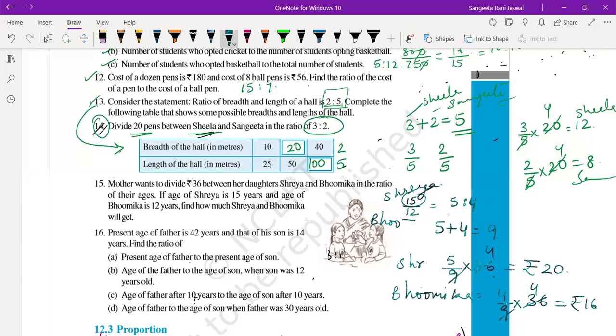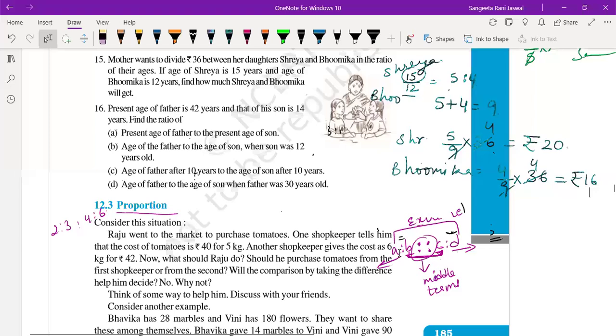I've done this sum for you. I'll give you extra sums to do. Okay? Now see question number 16. Please read question 16. Present age of father is 42 years and that of his son is 14 years. Find the ratio of A, present age of father to the present age of son. B. Wait, just do the first one first. Do it in your book. Present age of father is given and son is also given. So find the ratio of their present ages.